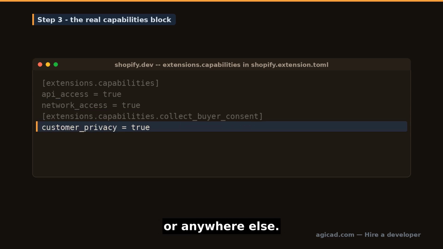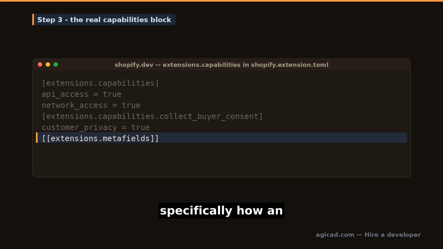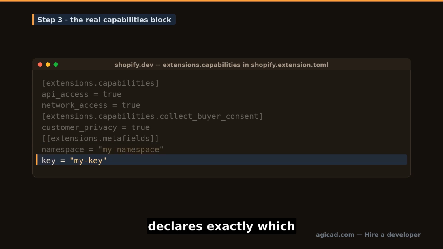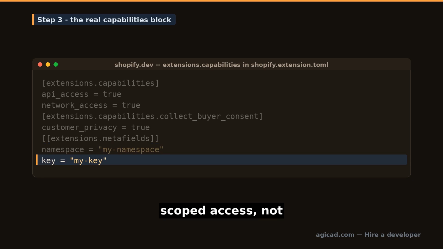Collect buyer consent, with customer privacy set true, is specifically how an extension is allowed to gather consent for something like SMS marketing. And the metafields block declares exactly which namespace and key this extension is permitted to read or write: scoped access, not a blanket grant to every metafield on the store.